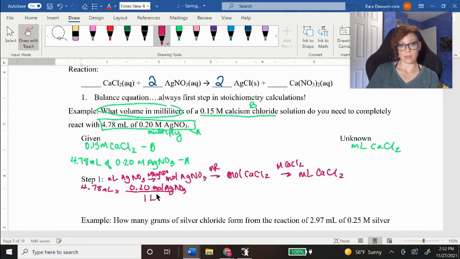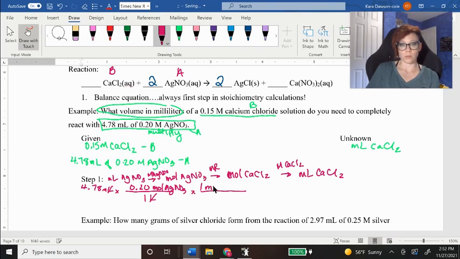over 1 liter. Liters here are canceling. I'm still in milli. It's fine. Times line, my mole ratio. So this is A. This is B. No, that's not B. This is A. This is B. This is A. This is B. And I have a 2-to-1 ratio. So the 2 is going to be on the bottom, and the 1 is going to be on the top.